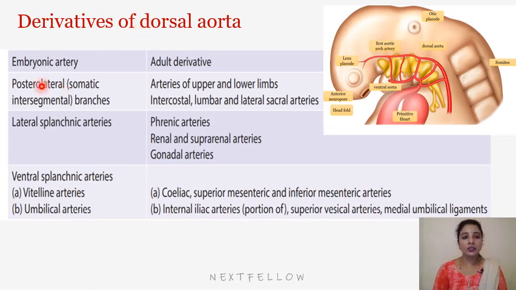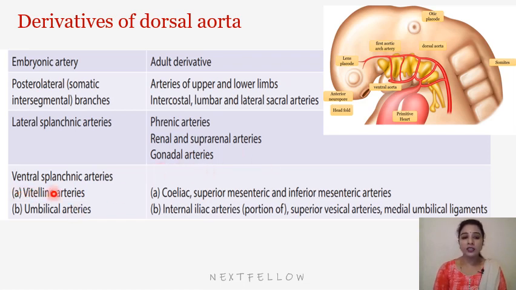Derivatives of the dorsal aorta. So embryonic artery, adult artery. The posterolateral somatic intersegmental branches: the arteries of upper and lower limbs and intercostal, lumbar and lateral sacral arteries are from intersegmental. Then lateral splanchnic arteries, as I showed you just before, form the phrenic artery supplying the diaphragm, renal and suprarenal arteries and gonadal arteries as well.